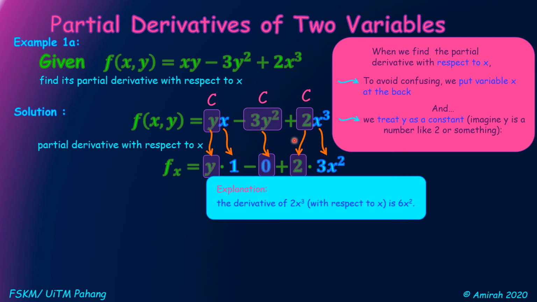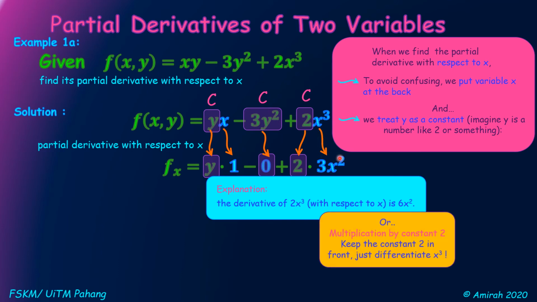And then, the derivative of 2x cubed, we already know, equals 6x squared. Or, multiplication by constant 2: we just keep the constant 2 in front and then differentiate x cubed. When we differentiate x cubed, we can use the power rule. So it becomes 3x squared.